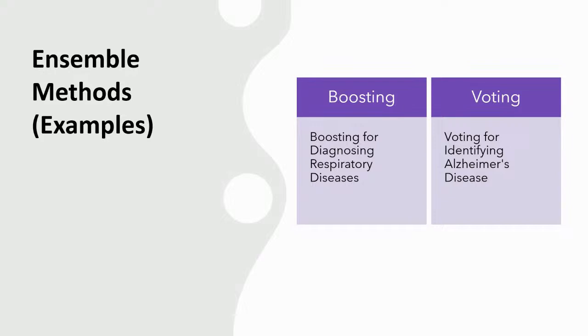It can be used to identify patterns in brain imaging data that are indicative of Alzheimer's disease. The model is trained on labeled data of brain imaging scans and can then be used to assist in diagnosing the disease at an earlier stage. Voting is particularly useful when there are multiple models with different strengths and weaknesses that can be combined to make a more accurate diagnosis.